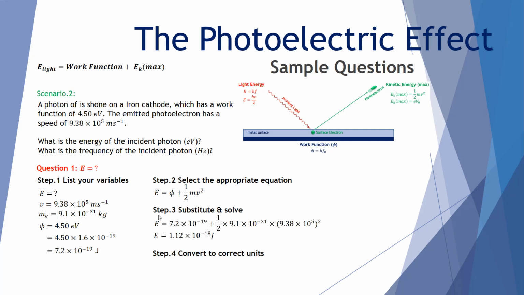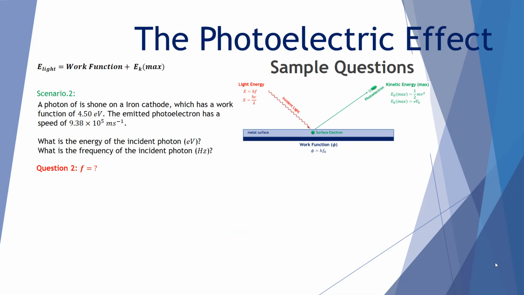Now we want to convert that into the correct units because we're asked to calculate that in electron volts. We did it in joules because we needed to compensate for the fact we're working out kinetic energy with mass and speed. We divide the number of joules by 1.6 by 10 to the negative 19. That's the number of joules that make up 1 electron volt. And we end up with an energy of the incident photon being 7.0 electron volts.